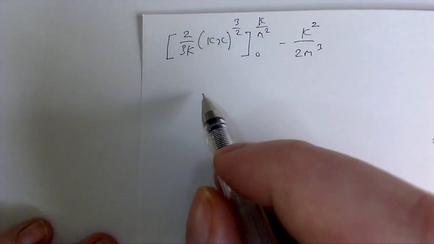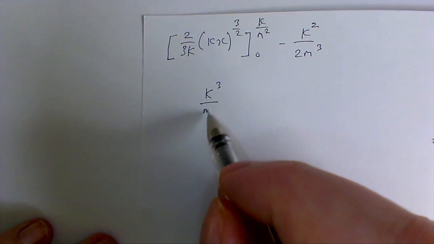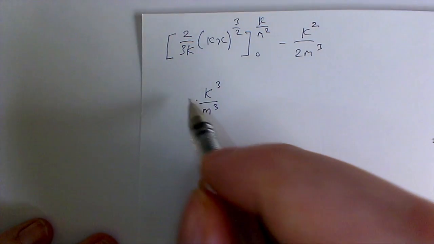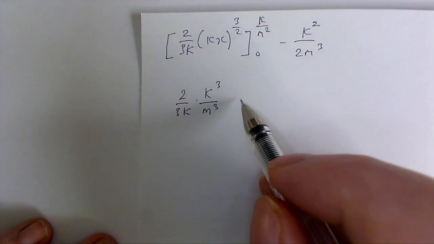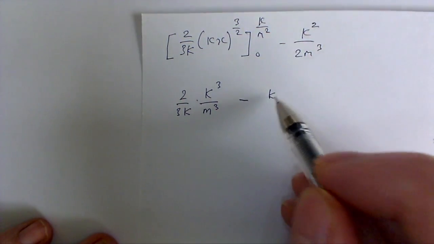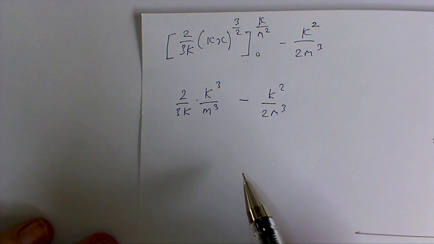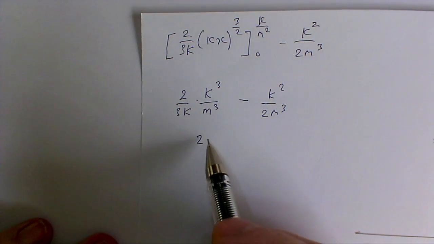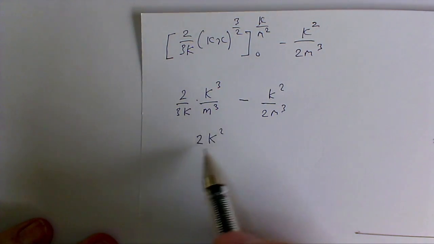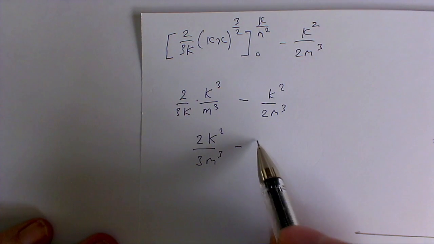Okay, and that's going to be evaluating for this. We're going to see that we're going to get a k cubed over m cubed with a 2/3 with a k in the denominator. Take away k squared over 2m cubed. That's going to tidy up quite nicely. In fact, it's going to go to 2k squared over 3m cubed. And it's the same denominator for the triangle.